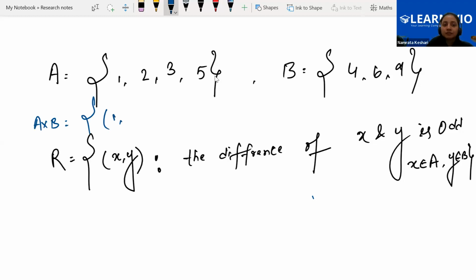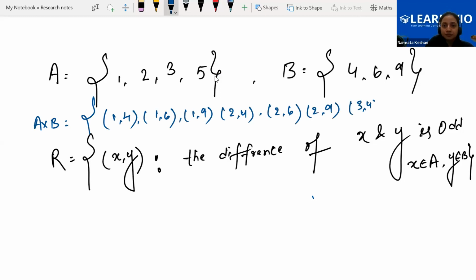1 with 4, 1 with 6, 1 with 9, 2 with 4, 2 with 6, 2 with 9, 3 with 4, 3 with 6, 3 with 9, 5 with 4, 5 with 6, and 5 with 9.